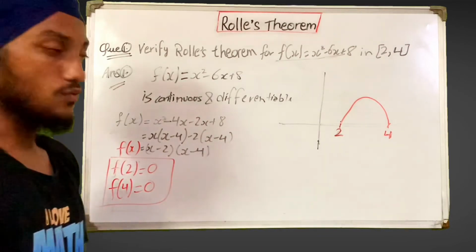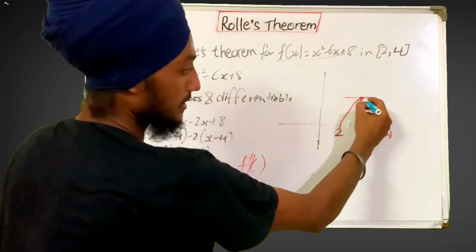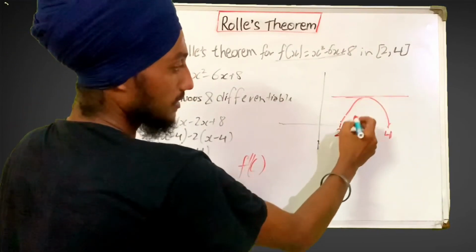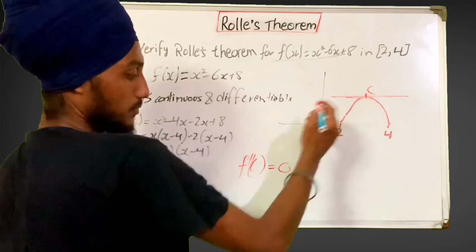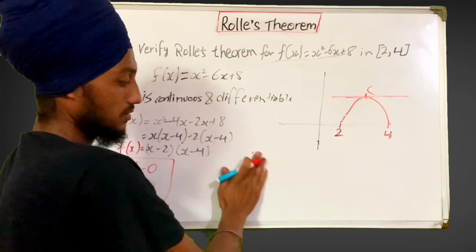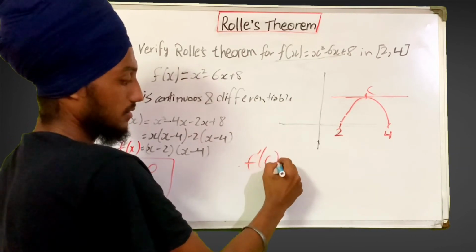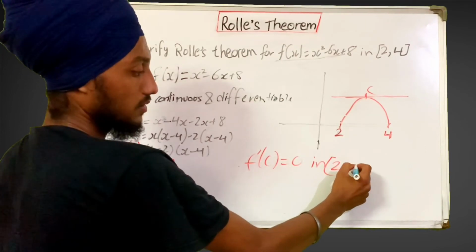Hence we can say that Rolle's theorem is applicable. It is also seen from the graph that this point c lies in the interval 2 to 4, such that the slope at that point, f dash of c, is equal to 0.